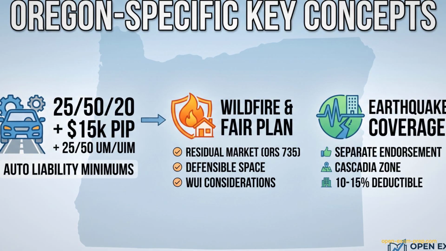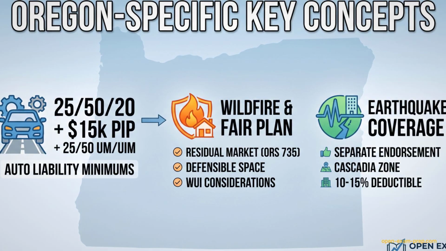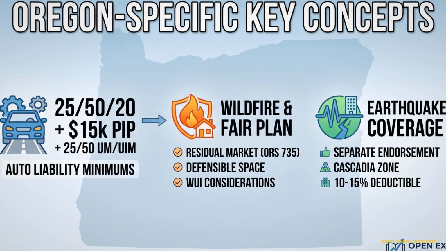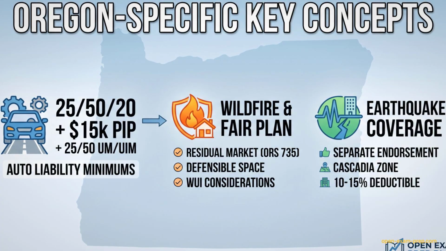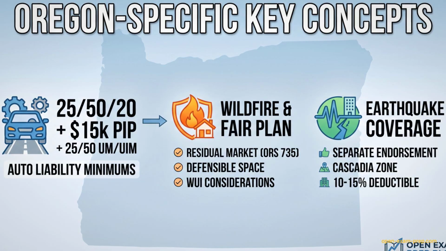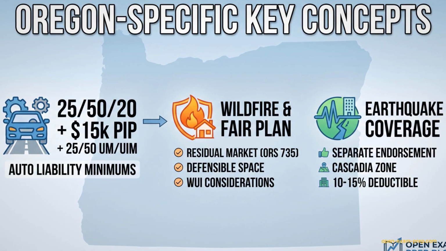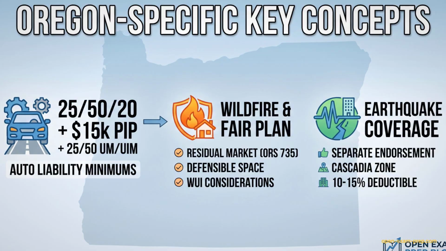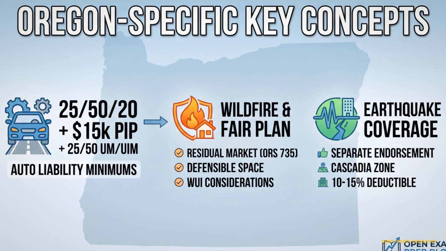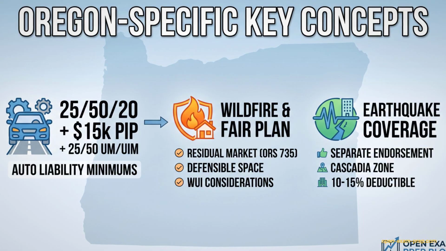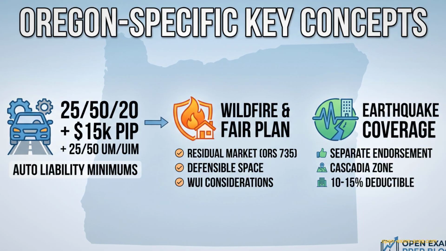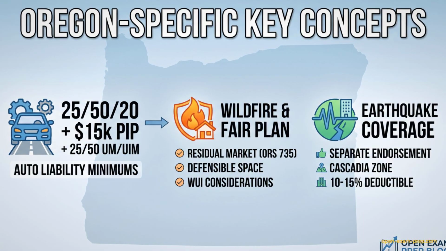Success on this exam requires mastering Oregon-specific rules. The state's minimum auto liability limits are 25/50/20. But don't forget the other required coverages: $15,000 in personal injury protection, or PIP, and 25/50 for uninsured and underinsured motorist coverage. The exam also tests unique local risks.